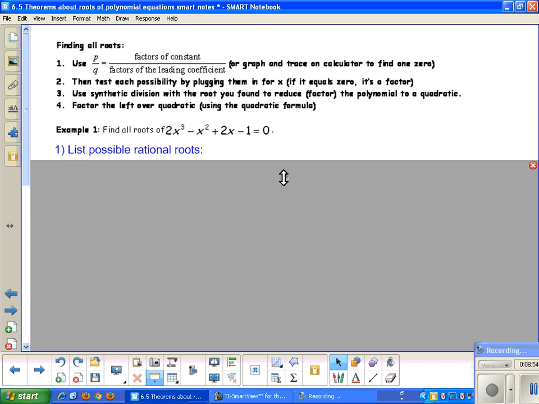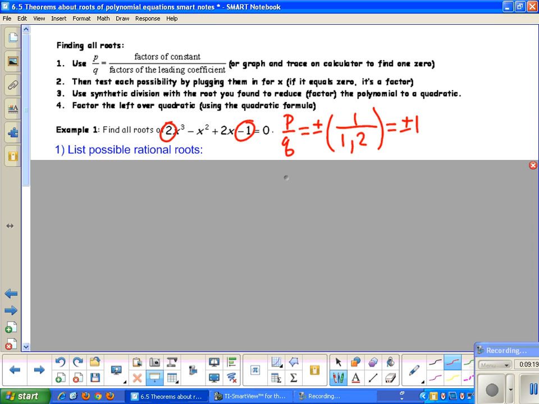If I want to list the possible rational roots, remember that's when we're doing our P over Q, and remember P is factors of my constant, so factors of 1 are plus or minus 1, over Q, which are factors of my leading coefficient, which is 2, so 1 times 2 is 2, and those are the only factors. So if I write this all out, I have 1 over 1, which is 1, and 1 over 2, which would be plus or minus 1/2. So these are the possible roots.